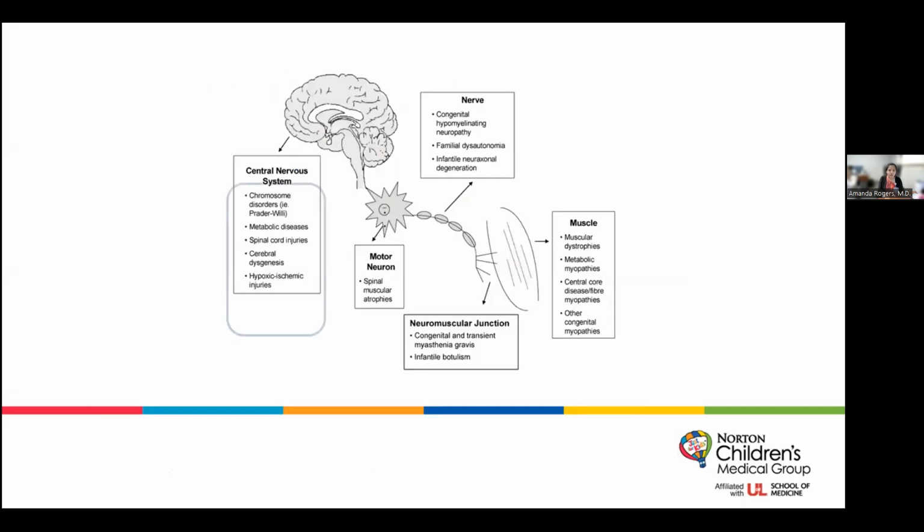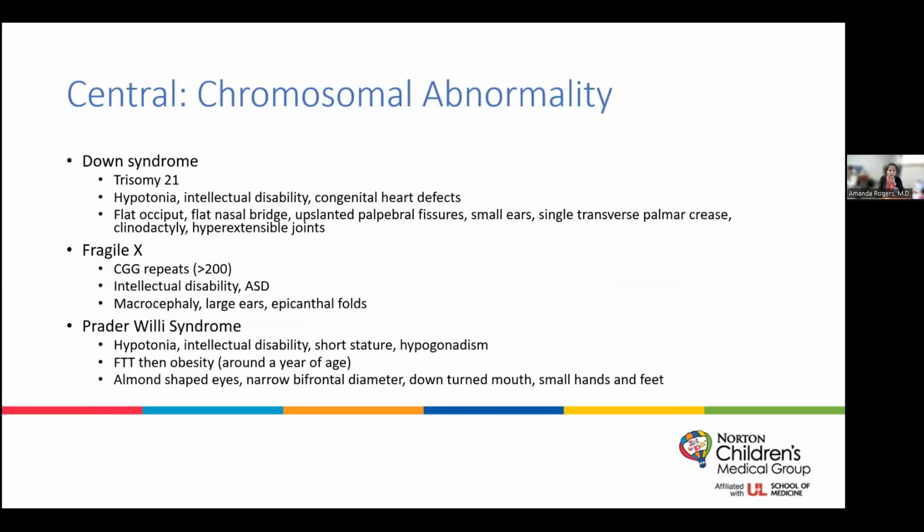So looking through the neuroaxis again, when we think about the central nervous system, we mentioned acute insults such as HIE, strokes, as well as infection and toxin mediated. But then thinking about chromosomal abnormalities, these are some of the common chromosomal issues that can lead to hypotonia that may be seen in the NICU or in the neonate.